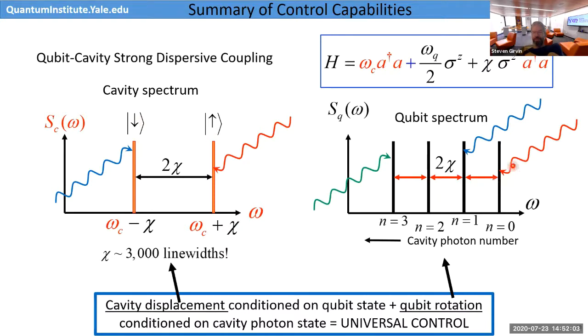And over here, if I apply a tone not at the cavity frequency, but at one of these qubit frequencies that depends on how many photons are in the cavity, I can do qubit rotations around the Bloch sphere conditioned on the photon number in the cavity. And I can do a different rotation in the case where there are 2 photons, and different from 3, and different from 1, and different from 0. So this gives a huge level of quantum control that lets you make very complicated entangled states between the qubit and the cavity and to make complicated cavity states on their own. So any questions so far?